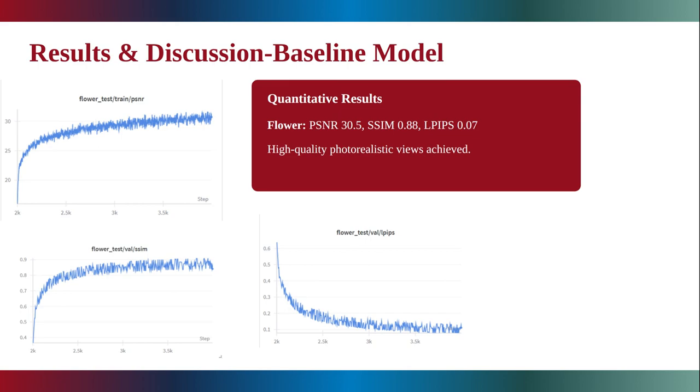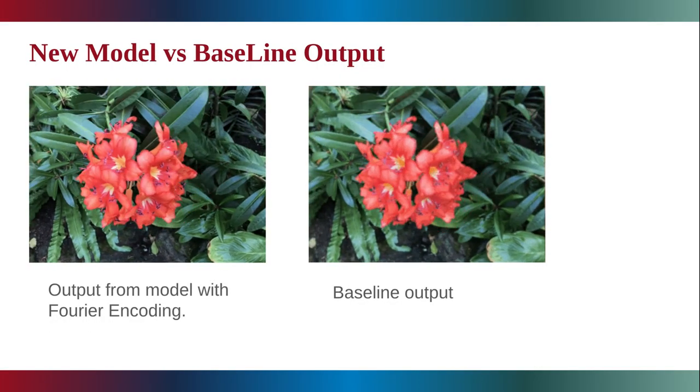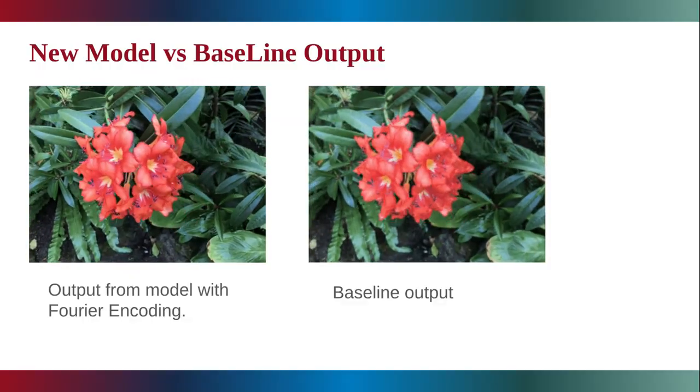These are the W&B runs results. As you can see, the baseline plateaued at 30.6 decibels for the PSNR, whereas the new model plateaued at 36.6 decibels for PSNR. These are the qualitative results for the new model and the baseline. As you can see, the new model is more crisp than the baseline.